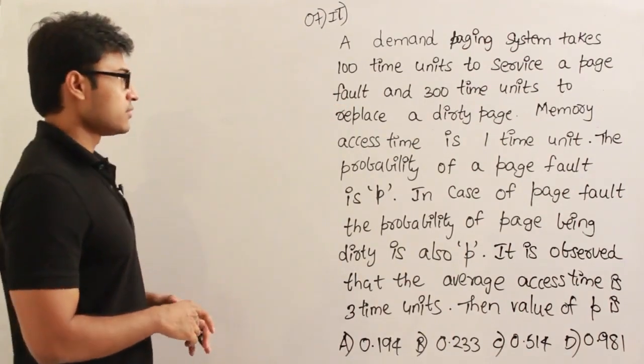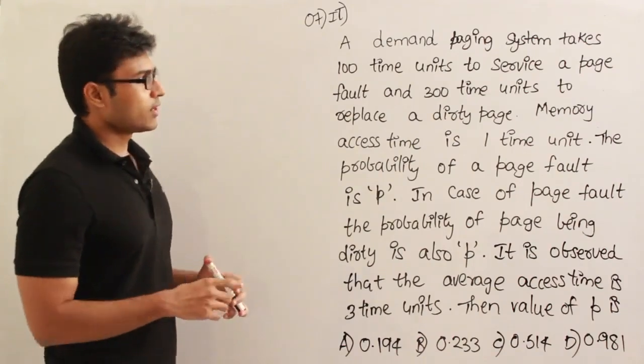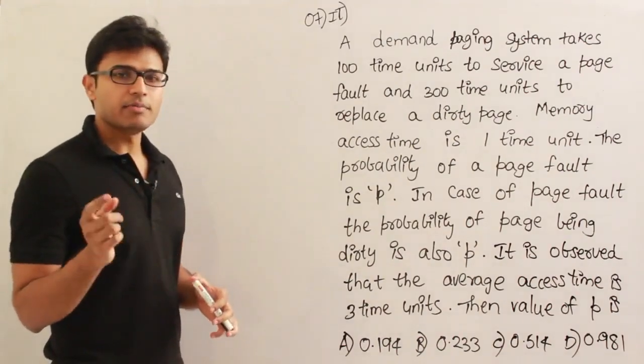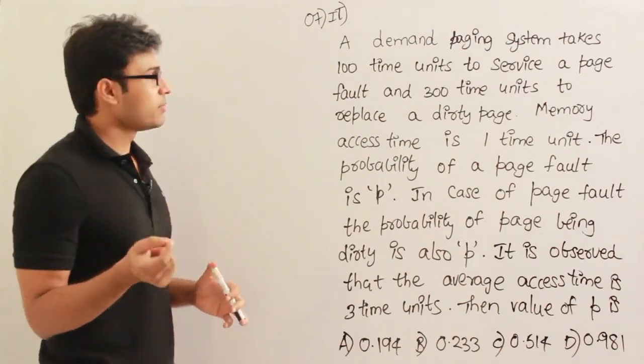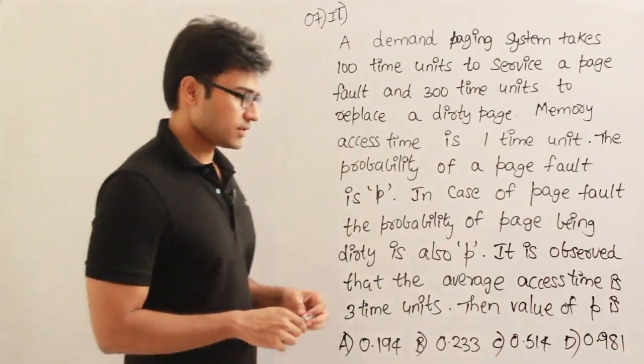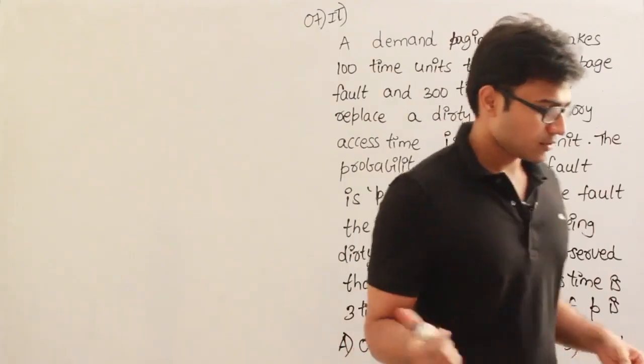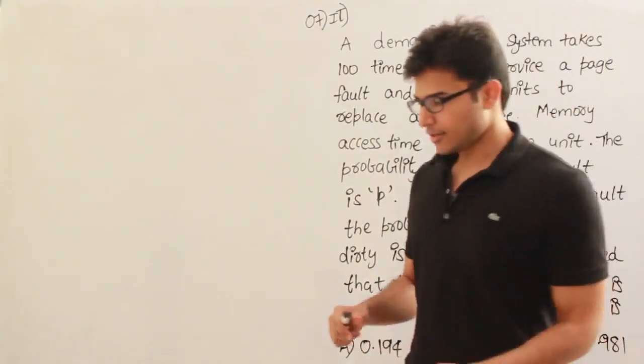So what they are trying to say is, whenever there is a page fault, if the page is not dirty, the time taken is 100 units, and if the page is dirty, the time taken is 300 units. So why is this so? What is the concept behind it?